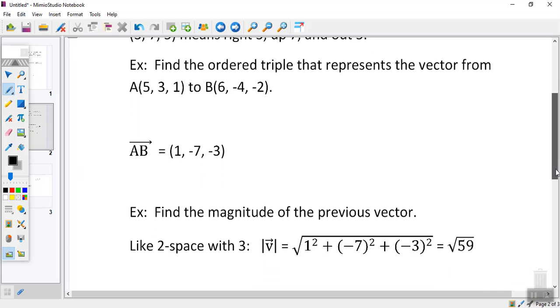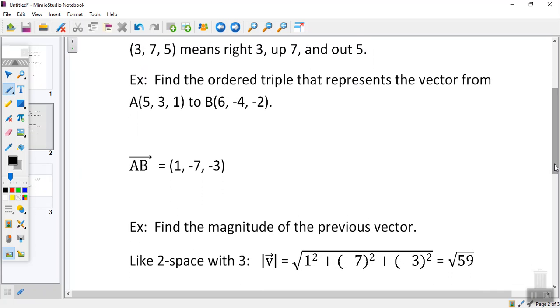It says find the ordered triple that represents the vector from 5, 3, 1 to 6, negative 4, negative 2. Well, it's very simple to do. Okay, where are we starting at? Where do we end at? So your vector formula for finding a vector that represents a vector from one point to another one is your endpoint minus your what? Okay, so if I do my endpoint minus my start point here, well, where did we end, kiddos? Yeah, you're pretty much on the right track here.